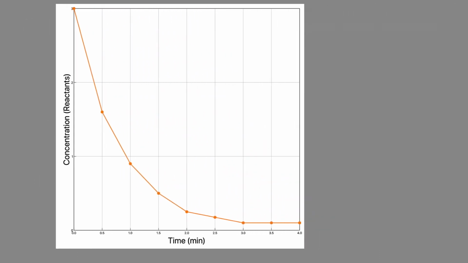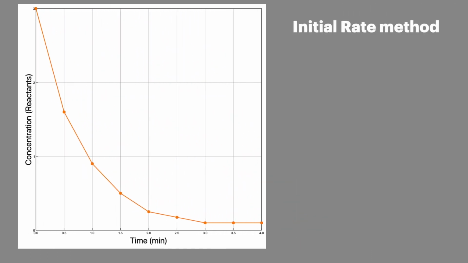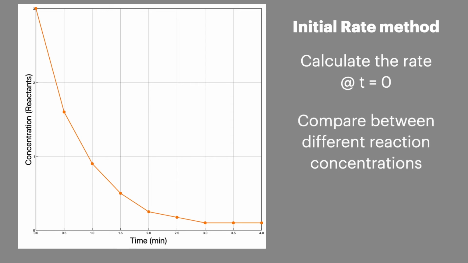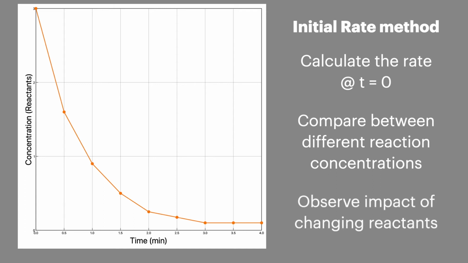To make that comparison easier, we'll look at the initial rate of the reaction. This is the rate at the very start of the reaction when time equals 0. This allows chemists to make a quick comparison between running the reactions with different concentrations of reactants. Chemists can then observe the impact of changing these reactants on rate.